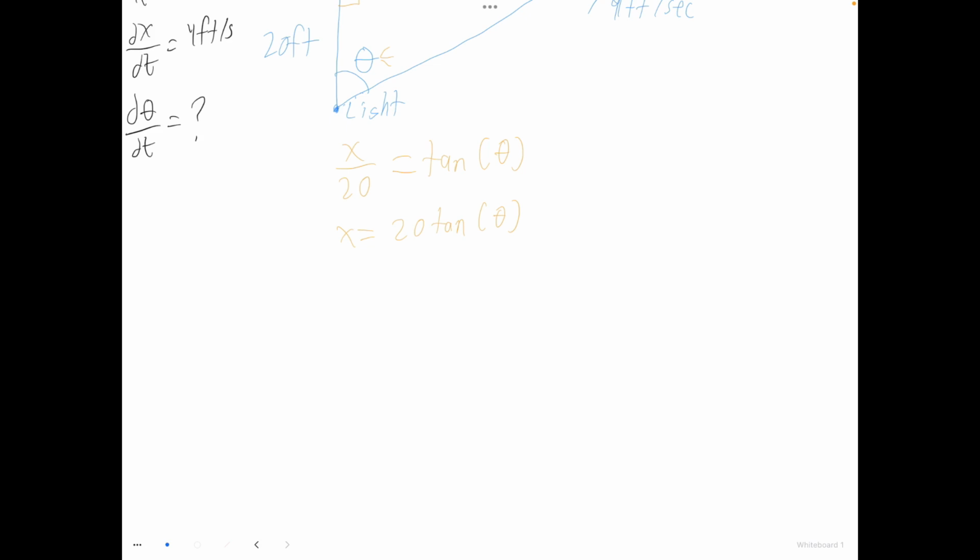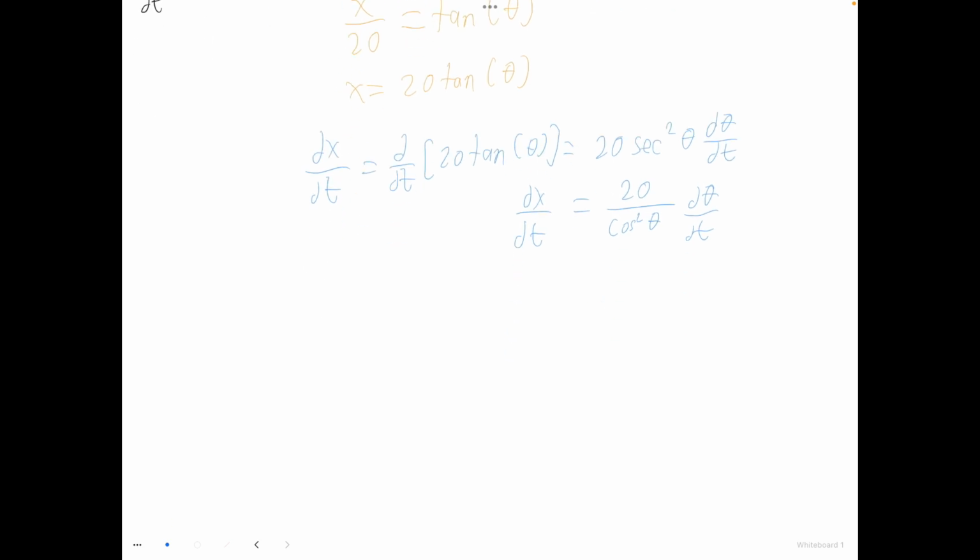So now we're going to take the derivative with respect to t. So we get dx over dt equals the derivative with respect to time of 20 tangent of theta, which is going to be 20 secant squared of theta d theta over dt, because the derivative of tangent is secant squared. Now remember, this equals 20 divided by cosine squared of theta, d theta over dt. The reason why that is relevant is we want to solve for d theta over dt, and it's a little bit easier to think about it when you write secant as 1 over cosine.